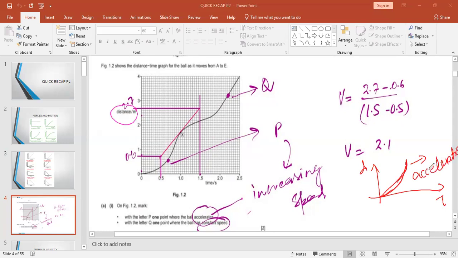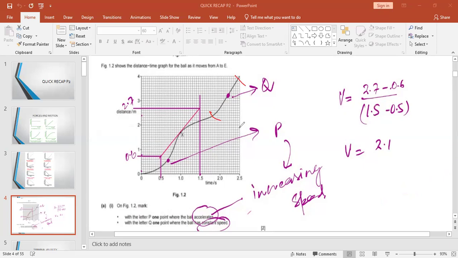it means we are having an acceleration. Okay. So the point on which the ball is accelerating, there are actually 2 points, this point and that point. So they are asking to mark only 1 point. So they have marked P over here. Okay. And then they are asking for 1 point where the ball has a constant speed. So this is a constant speed graph.